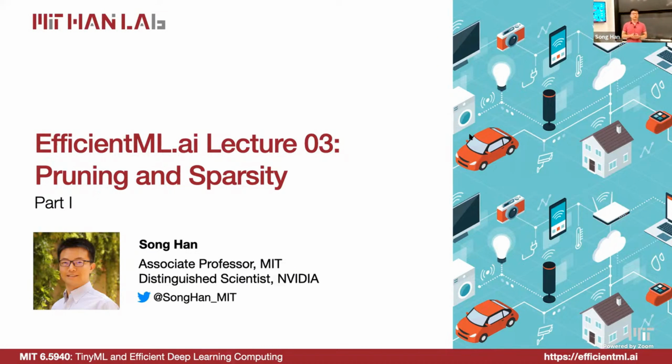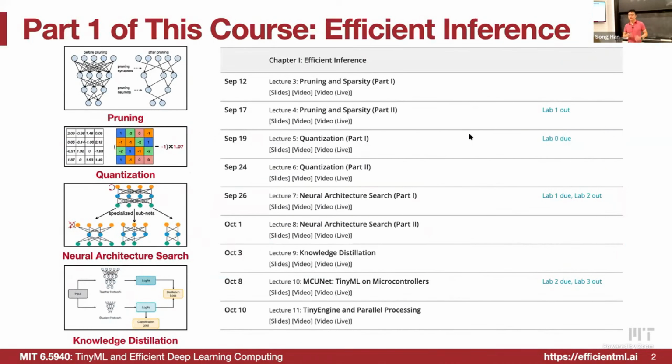Today, we are going to introduce lecture 3 about pruning and sparsity to accelerate the inference of neural networks. So we'll have 2 lectures about pruning and sparsity. Today, we'll have the first lecture about that. So this is the overview of part 1 of this lecture about efficient inference.